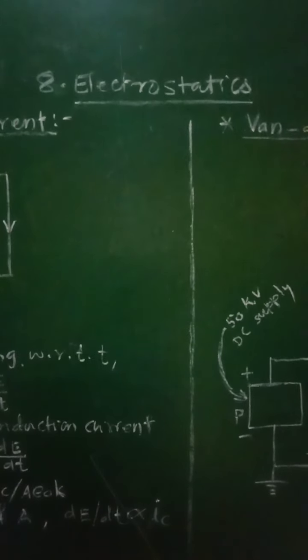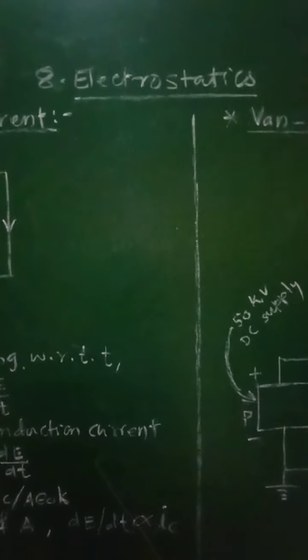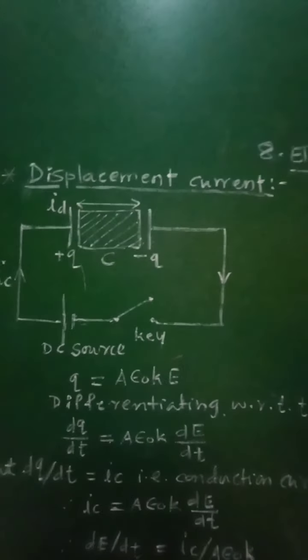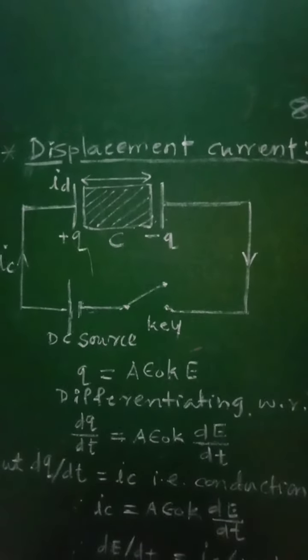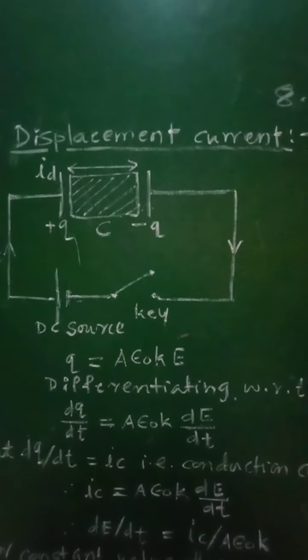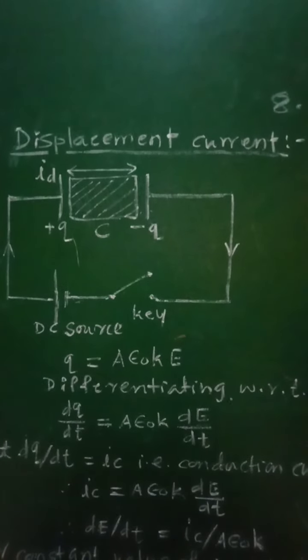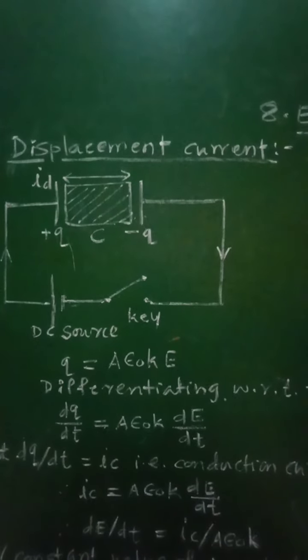Standard 12th, Subject Physics, 8th chapter, Electrostatics. From this chapter, let us see what is displacement current. We know that the electric current in a DC circuit constitutes a flow of free electrons.